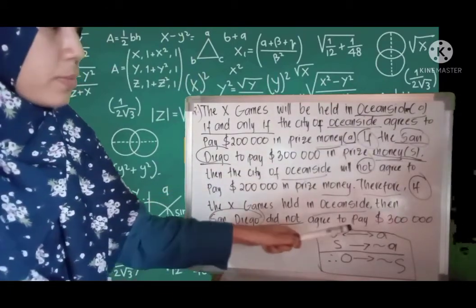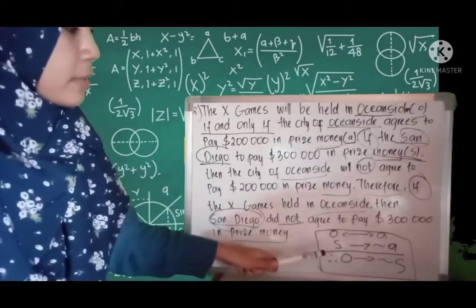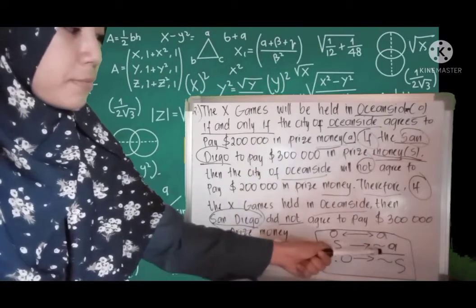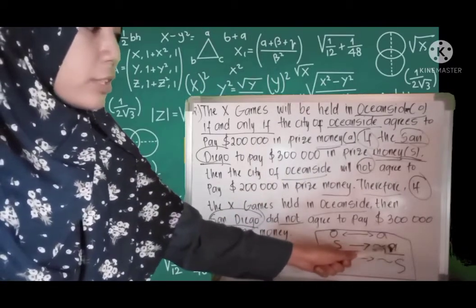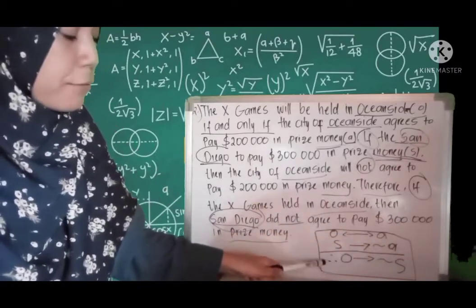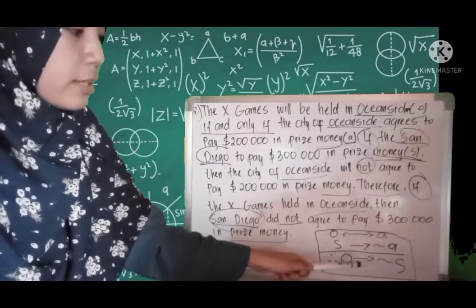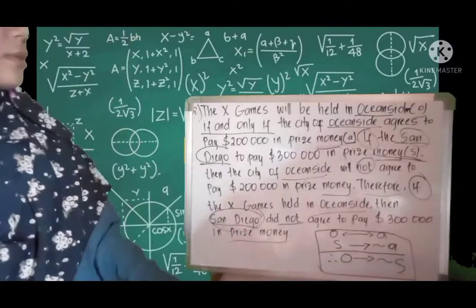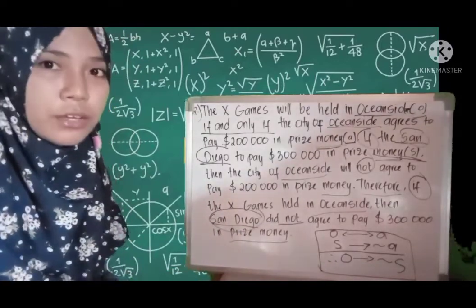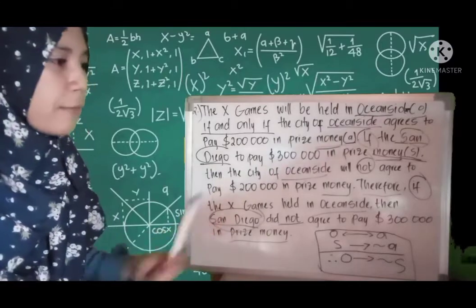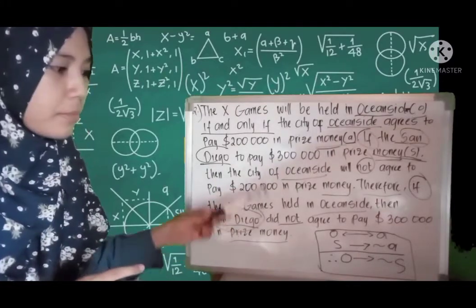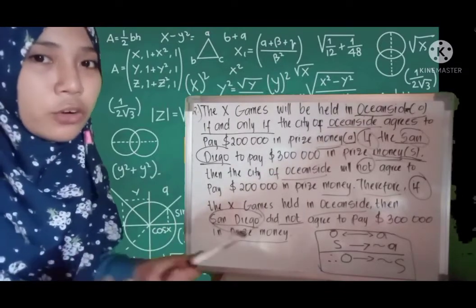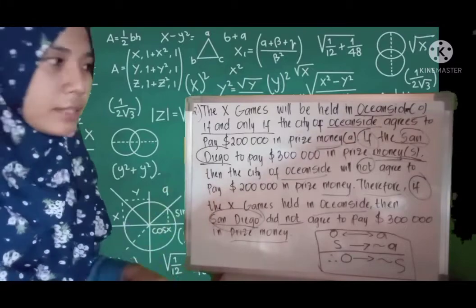A, O, if and only if A, S, as San Diego money, if, negation, Oceanside money, therefore, O, Oceanside, if, negation, San Diego's money. So, ngayon, gagamit naman tayo ng valid table para malaman natin kung ito ba ay invalid or valid na statement.